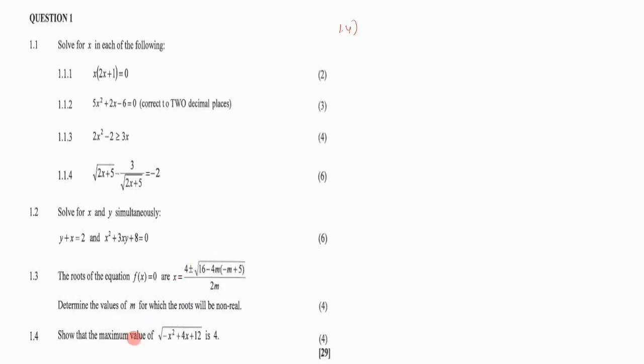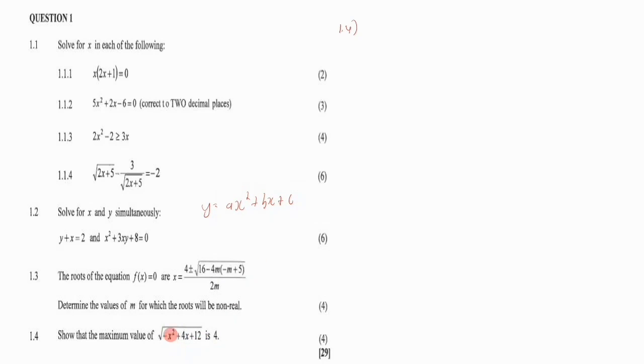This one says show that the maximum value of root negative x squared plus 4x plus 12 is 4, right? Now this one can be a bit tricky, but one thing you need to understand is that whatever we have inside the square root here is in quadratic form, right? And a quadratic form has a parabolic nature. So this is an equation of a parabola in a way, because the equation of a parabola, we know, is ax squared plus bx plus c.